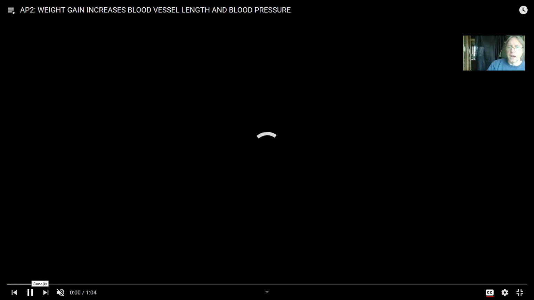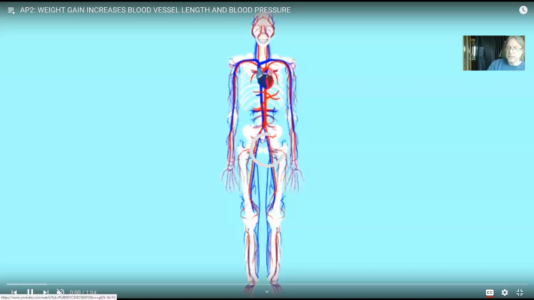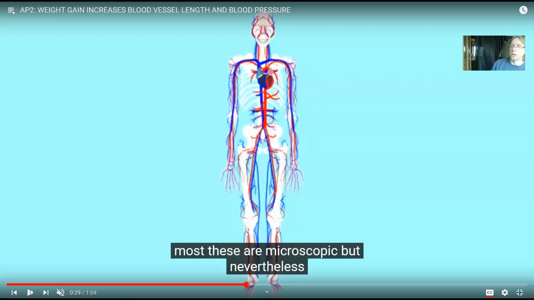But the fact is, let's say we gain 10 pounds. Let's say we gain 20 pounds. Let's say we are 50 pounds overweight or more. We are not just gaining weight in adipose, we are gaining blood vessels, miles and miles and miles of them. And now your heart has to work.